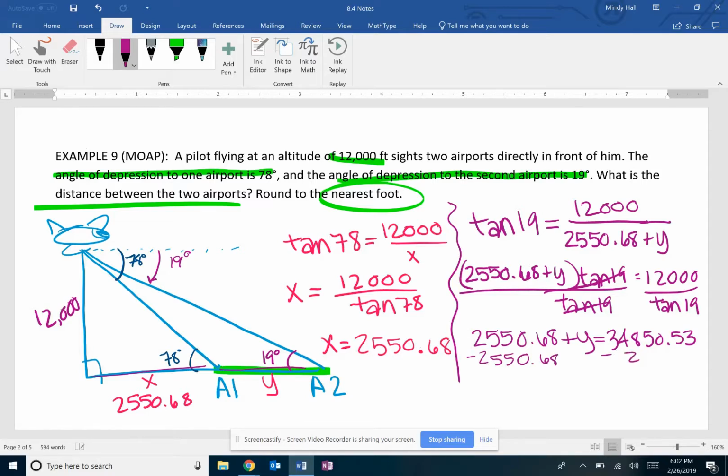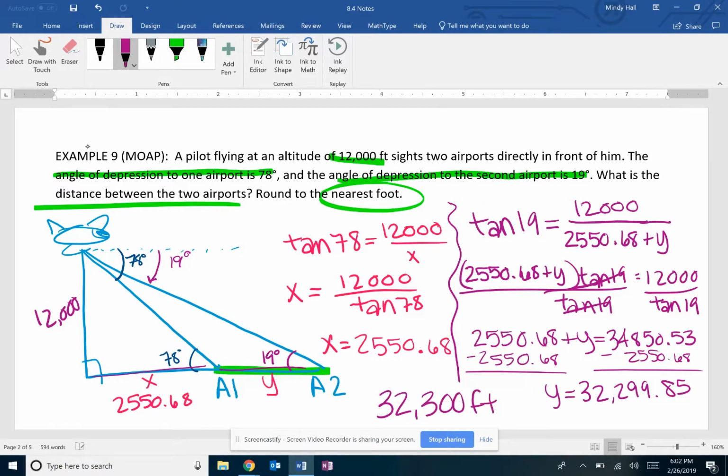And then we subtract our 2,550.68 from both sides. And we have y equals 34,850.53 minus 2,550.68, and you get 32,299.85. So then we're still going nearest foot. We would be 32,300 feet.